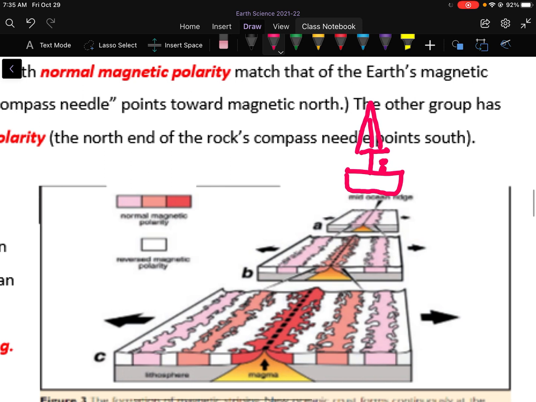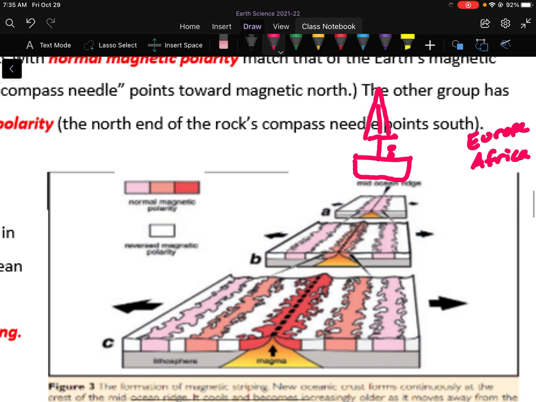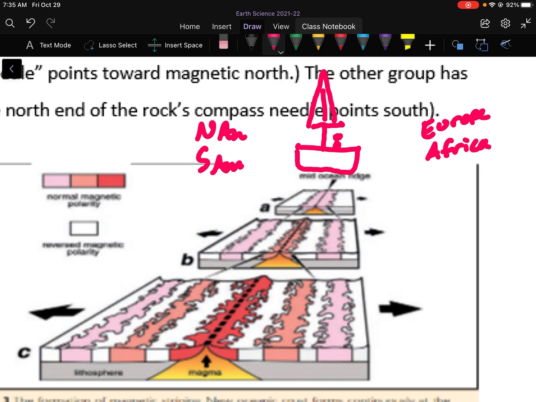And over here is Africa and Europe. Again, we're in the middle of the Atlantic Ocean. And over here is going to be South America and North America. And you are on a boat in the middle of the ocean. And on your boat, you have a couple of things that you can do.